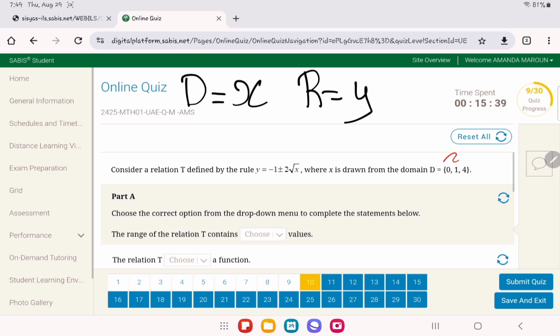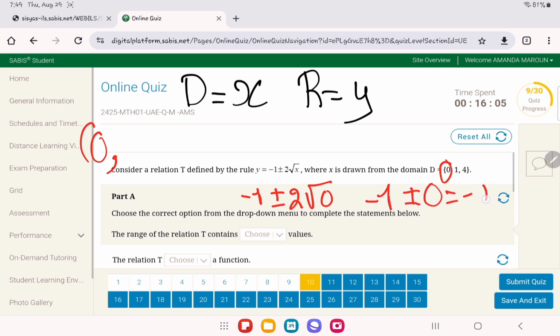Let us substitute. We have x as 0. Okay, we're gonna take them as points. First off, we have x as 0. If we substitute it here, we're gonna have -1 plus or minus 2 radical 0. Radical 0 is 0, and anything times 0 is 0. So that means we have -1 plus or minus 0. Whatever you get, it's gonna be the same answer, -1. So 0, -1. Next, let's take 1.